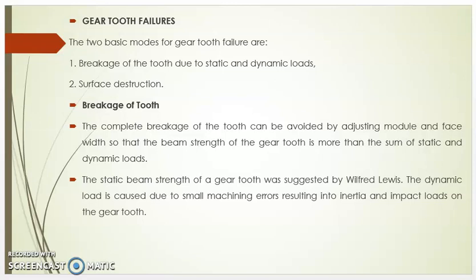The complete breakage of the tooth can be avoided by adjusting module and face width so that the beam strength of the gear tooth is more than the sum of static and dynamic loads. The static beam strength of a gear tooth was suggested by Wilfred Lewis. The dynamic load is caused due to small machining errors resulting into inertia and impact loads on the gear tooth.